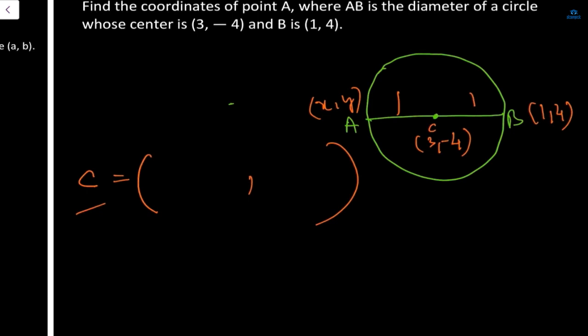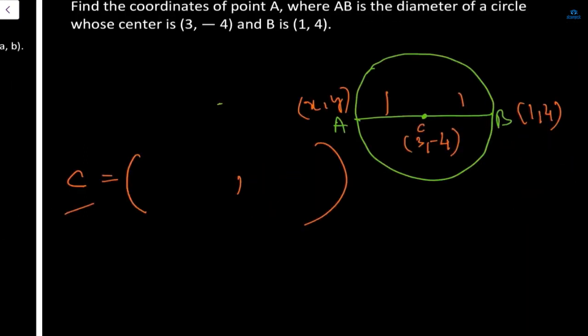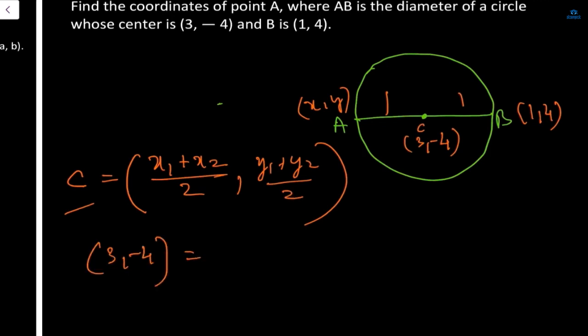Yes, Shazan, what are you saying? What is the answer? 2, 3. No, it's not 2, 3. It's 5, minus 12. Here it is easy because it is (x1 + x2)/2 and (y1 + y2)/2. So the coordinates of C will be 3, minus 4, which will be equal to (1 + x)/2 and (4 + y)/2.